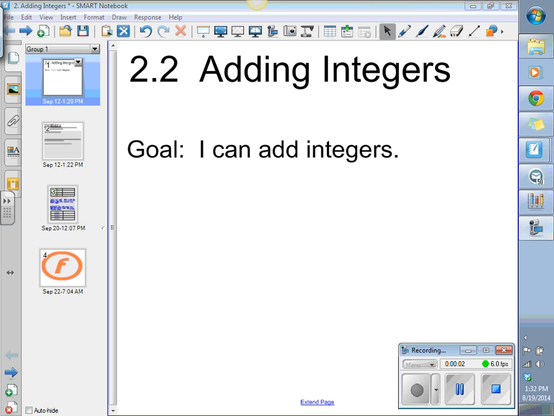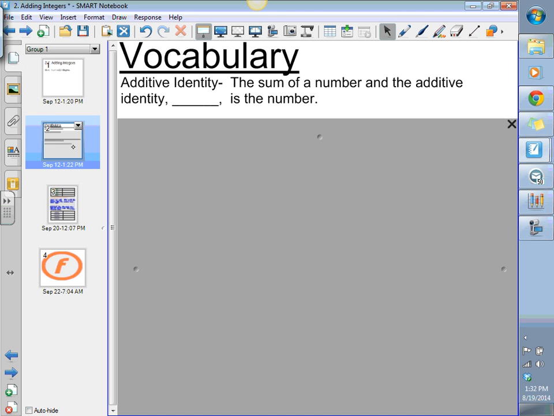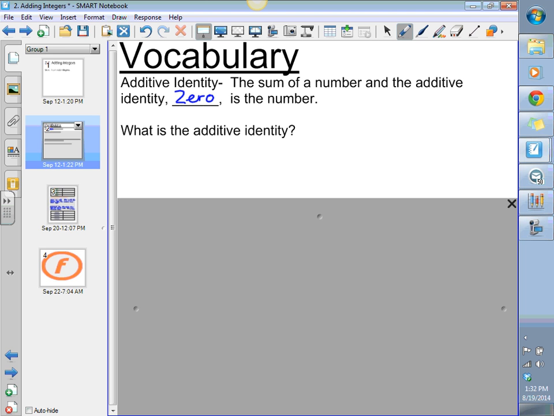This lesson is adding integers. Our goal is that we can add integers. Vocabulary. Additive identity. The sum of a number and the additive identity, blank, is the number. Blank is 0. What is the additive identity? 0.